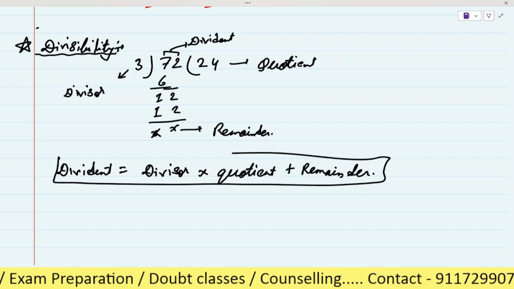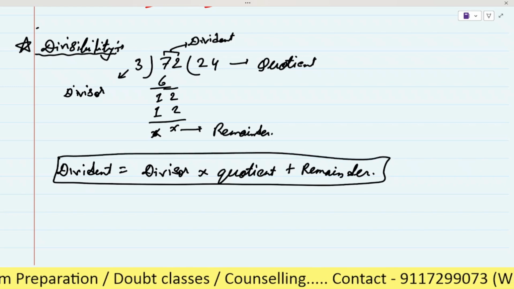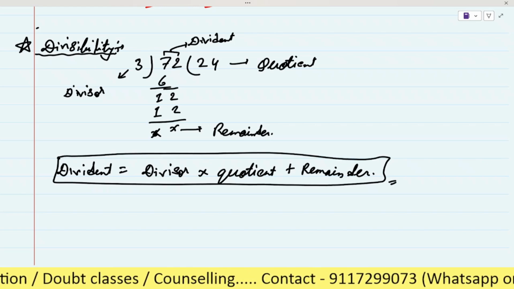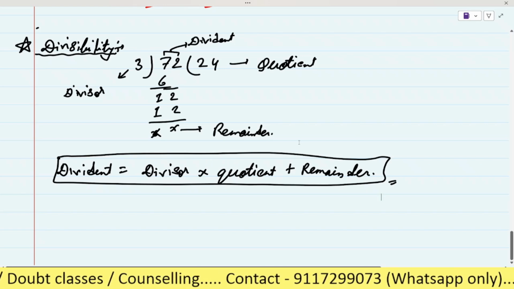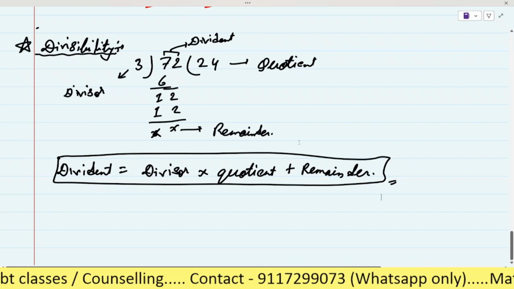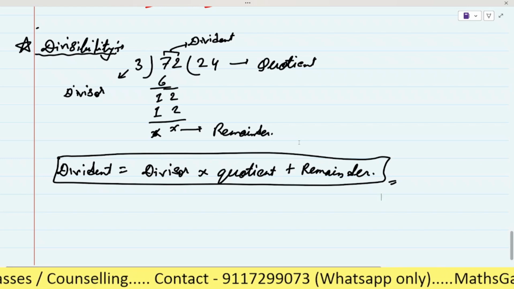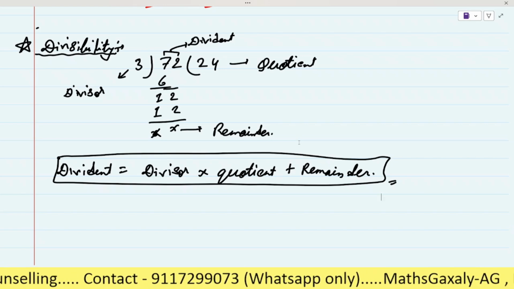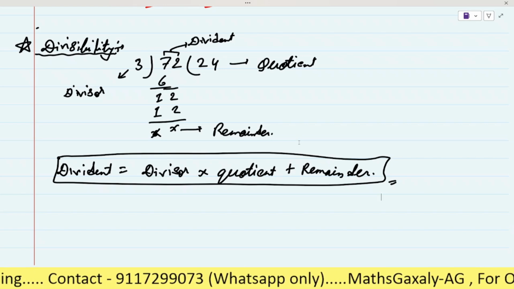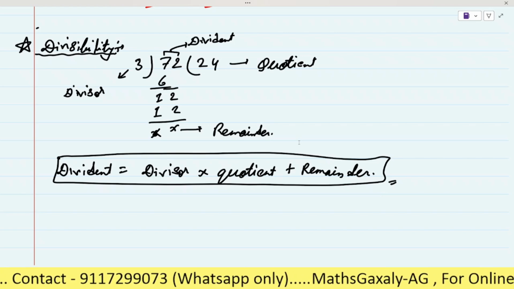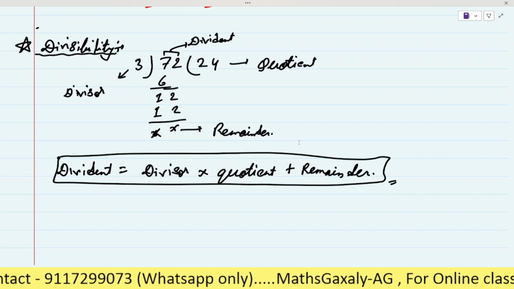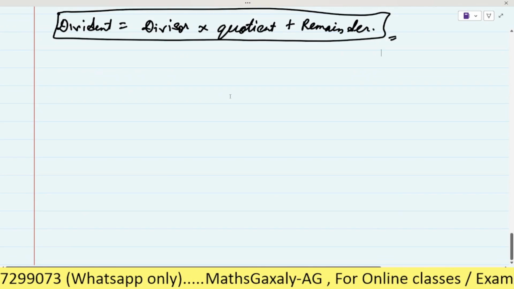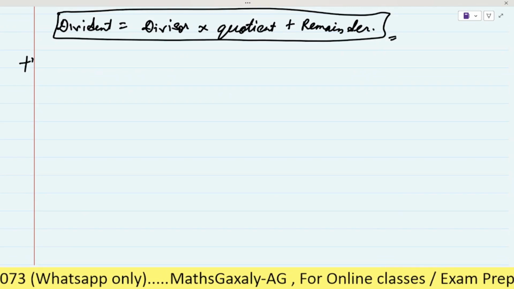Okay. You have to note down all this in your copy as proper notes. Is it clear now? With this formula, whenever three things are given, we can find the other one. Okay. Is it clear? Now there are some divisibility rules. One by one, let's see.